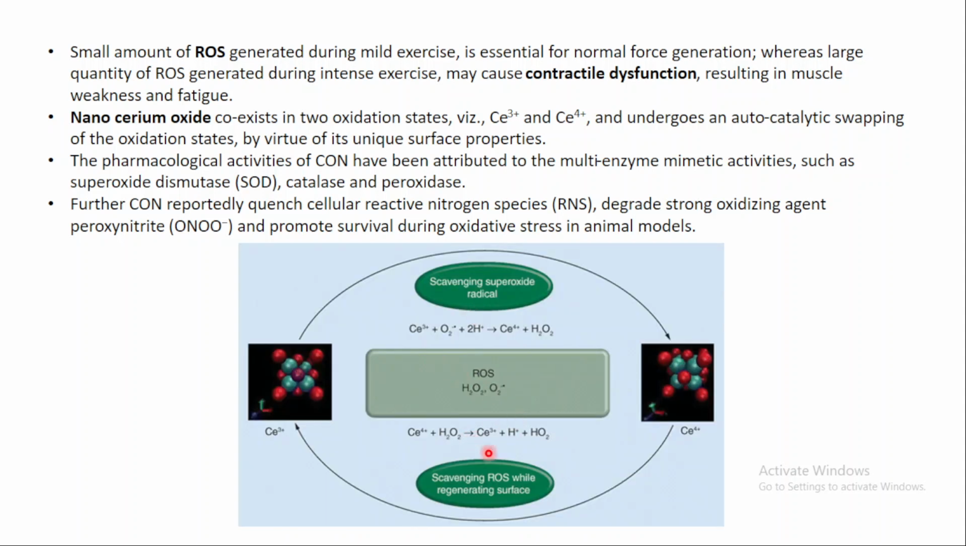And again, this is the reaction mechanism which we encountered in the previous slides also. So lattices with Ce3+ atoms can scavenge superoxide radical: Ce3+ + O2-(superoxide) + 2H+ gives Ce4+ + H2O2, where the ROS molecules are H2O2 and O2. Then Ce4+ scavenges ROS while regenerating the surface. This can also scavenge reactive oxygen species and swap into the Ce3+ oxidation state. Ce4+ + H2O2 gives Ce3+ + H+ + HO2.